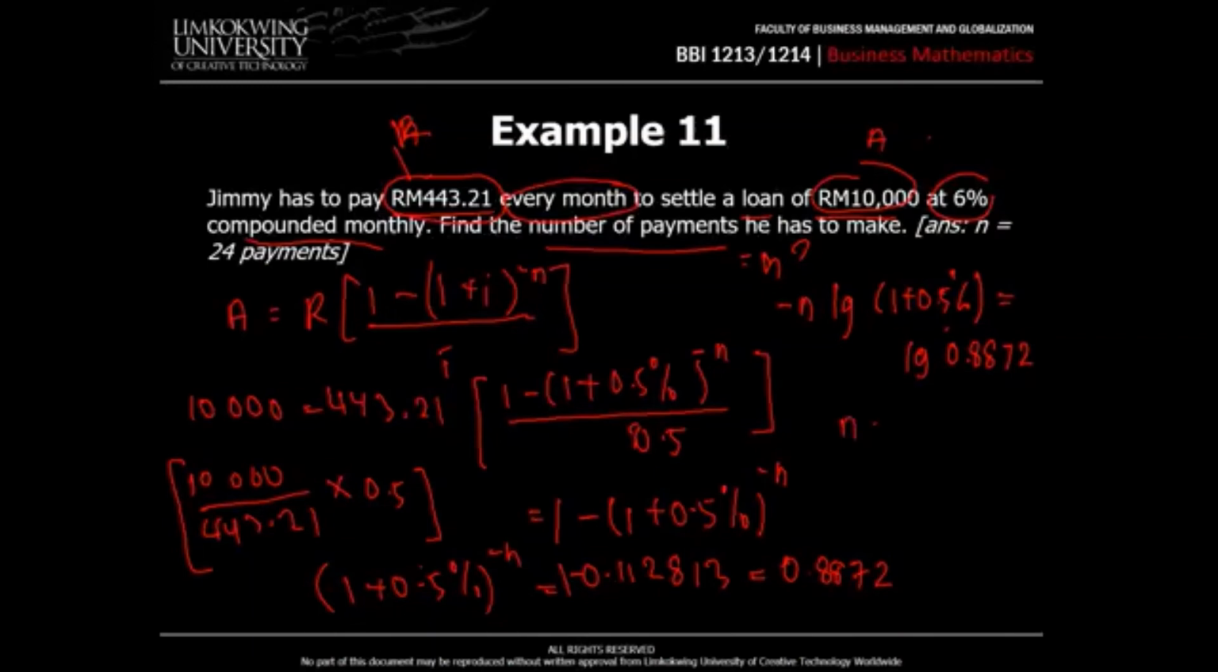So n equal to, we bring n to this side, then it will be log (1 plus 0.5%) divided by log 0.8872. You just press log on the calculator, because this is a common log, base 10. So it's 24. Okay, 24.